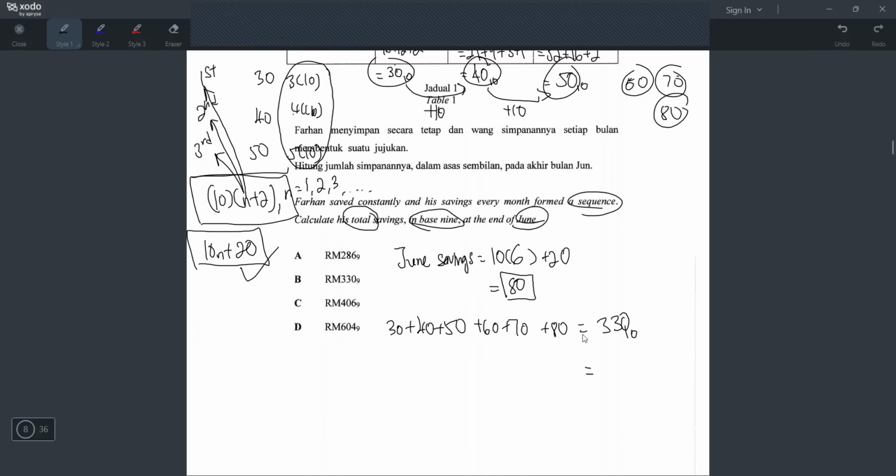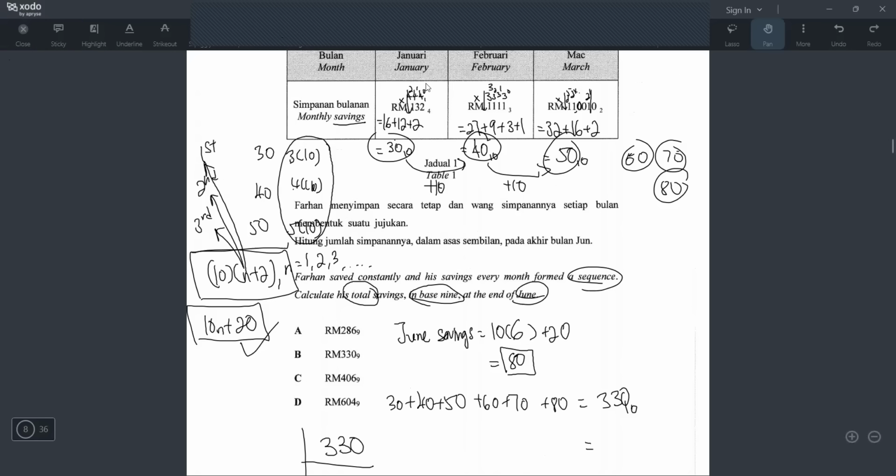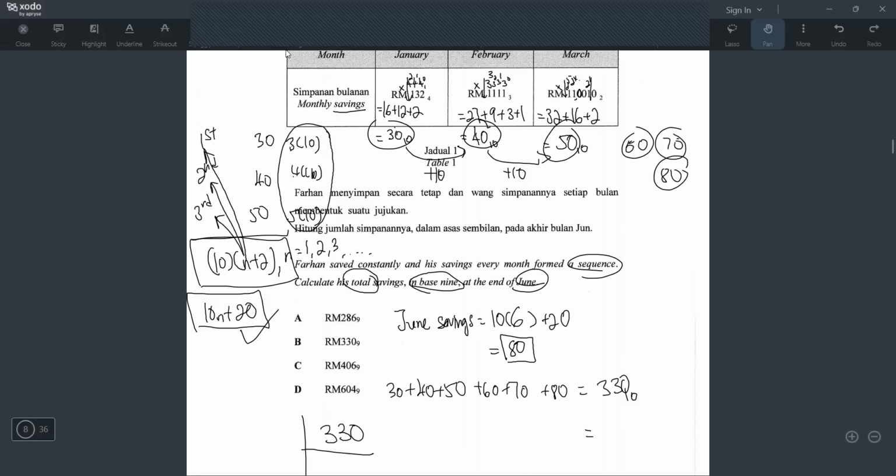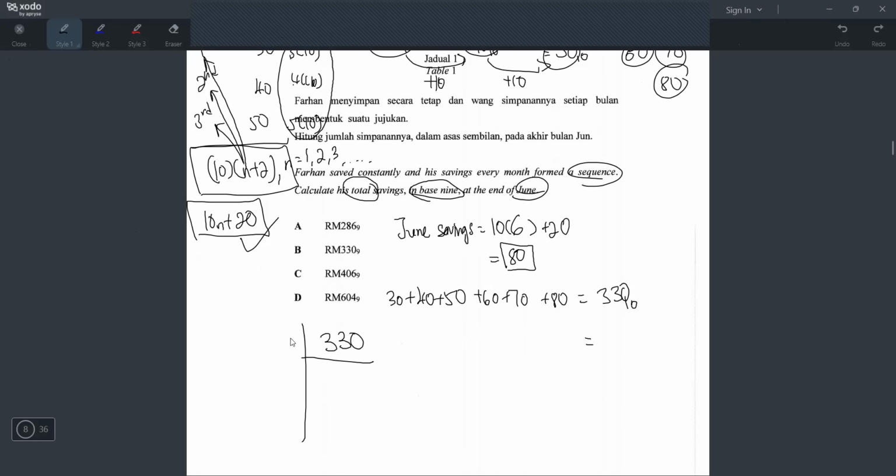How do we convert a base 10 value to a smaller base, like a base 9 number? We will divide. If you are changing from a smaller base to base 10, we will multiply, take the place value with the digit. But if you are changing from base 10 to a smaller base, we will use the divide method. And we will divide by 9, since I want base 9. And here, I will write the remainder.